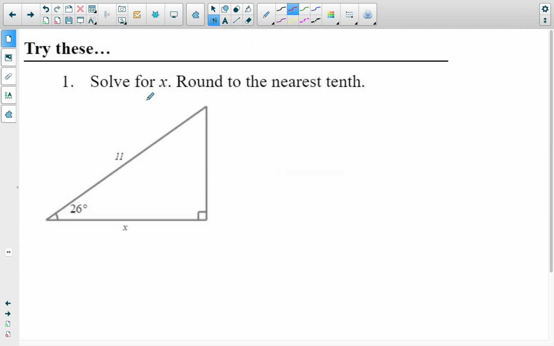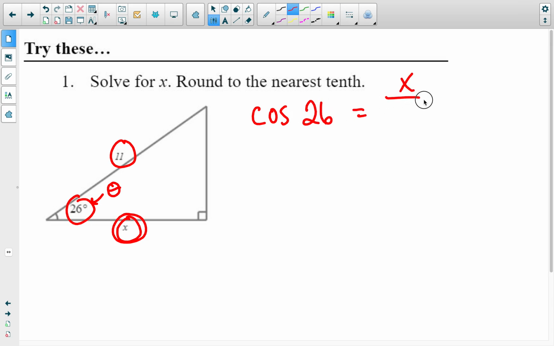So we can apply this, right? So we're trying to solve for x. This side length we don't know. We know an angle. We actually know two angles. So we have a couple options here, but say that we want 26 degrees to be our reference angle, theta. Then which should we use, sine, cosine, or tangent? Noticing that we have the adjacent side and the hypotenuse, we should use cosine. Okay, cosine of 26 degrees equals adjacent over hypotenuse, x over 11.